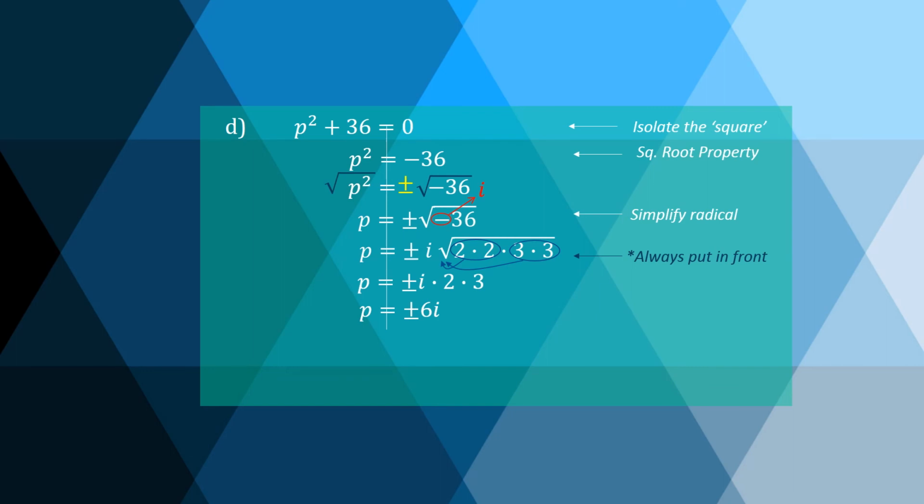Again, since we have the plus or minus sign, we do need to separate it. The plus version would give us p equals 6I, a positive 6I. And the negative version would give us p equals a negative 6I. And those would be your solutions.